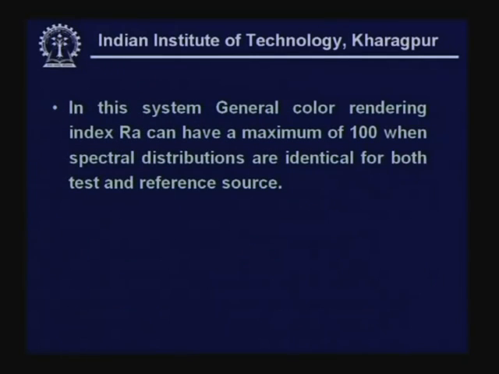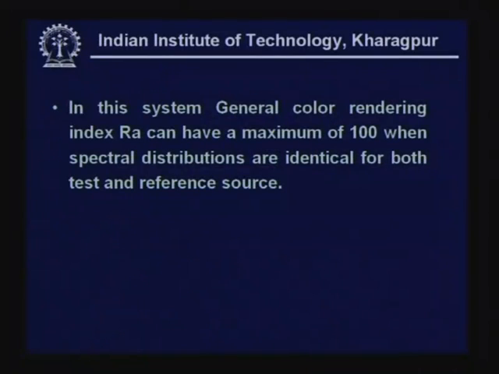In this system, in fact, if you buy a lamp, you find the color rendering specified in terms of a certain 70, 80. It is believed that Ra, the color rendering index, or CRI, can have a maximum of 100. When does that happen? When the spectral distributions are identical for both test and reference sources. Ra is allowed to have a maximum when the spectral distribution is identical, that is, for the various test colors the appearance is the same under reference condition as well as test lamp condition.